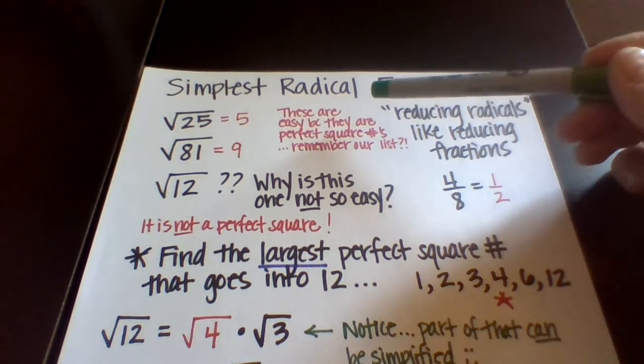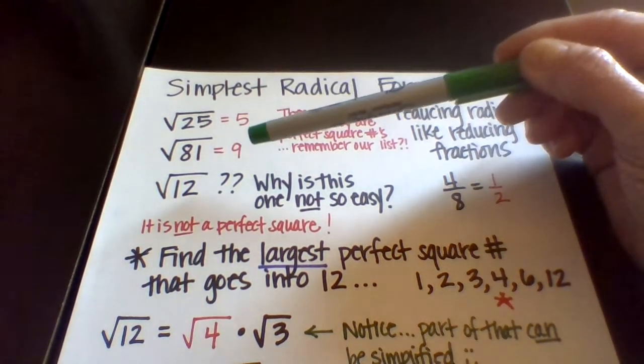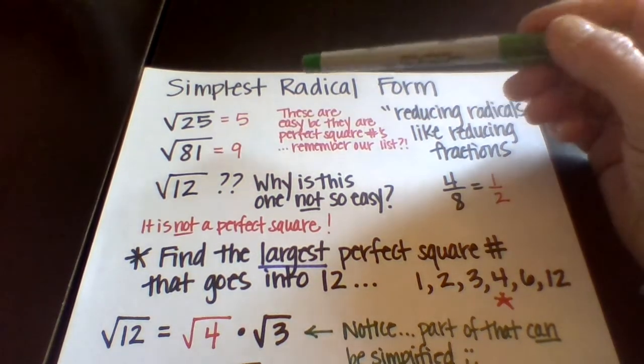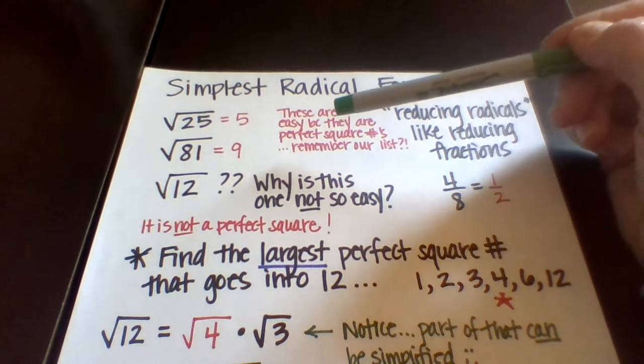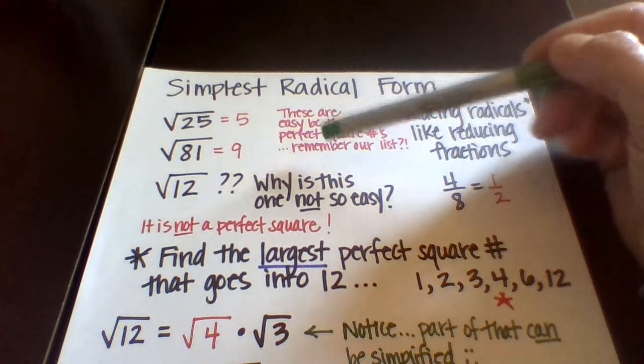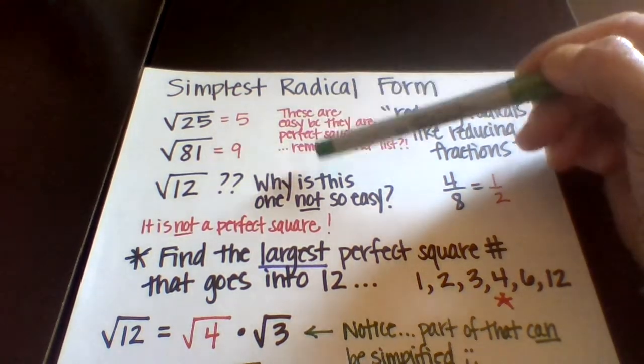So let's talk about easy ones. We know that the square root of 25 is 5. We know the square root of 81 is 9. These are easy because they're perfect square numbers. Remember our list that we got at the beginning of the year? I gave it to you in chapter 1. It was a whole list of perfect squares and perfect cubes.